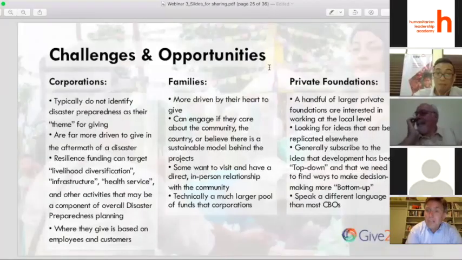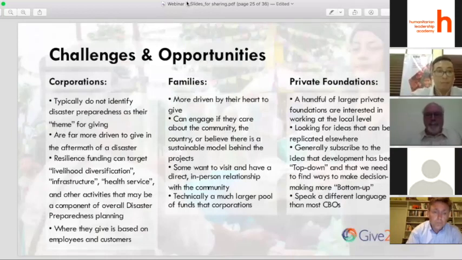And finally, private foundations, a handful we've found are very focused right now on trying to fund at the local level. Many of the larger foundations tend to work with larger INGOs to do that kind of work, but they are looking at ways to shift the model that they consider to be more of a top-down funding model traditionally, and looking for ways to give more of the decision-making power to local leadership.